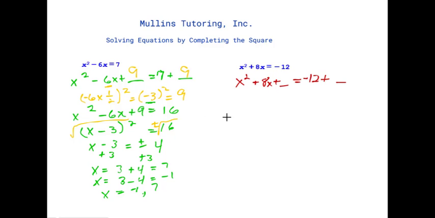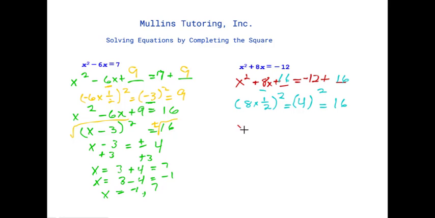So what we want to do, 8 is our coefficient. So it's 8 times 1/2 squared. And we always do what's in parentheses first. So half of 8 is equal to 4. So 4 squared is equal to 16. So we're going to take that 16 and put it in our equation, and then we're going to rewrite it.